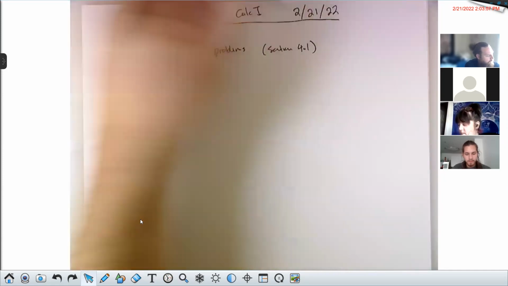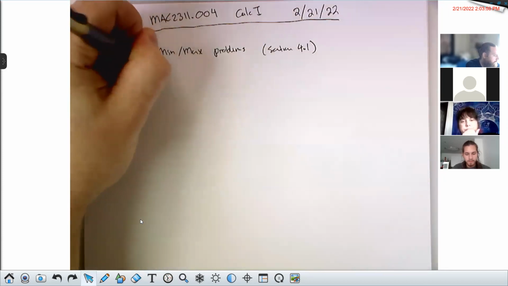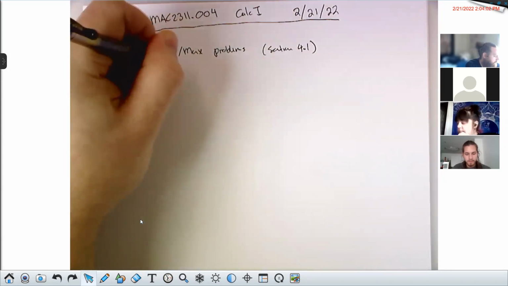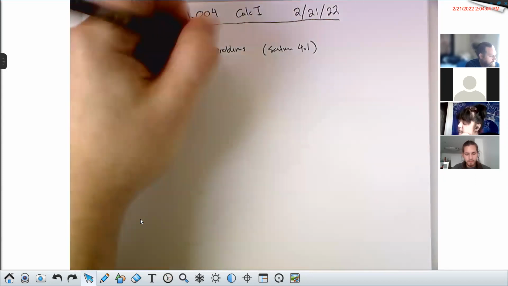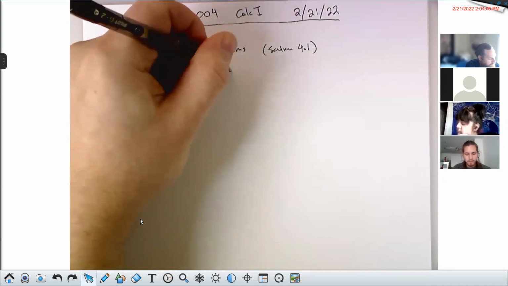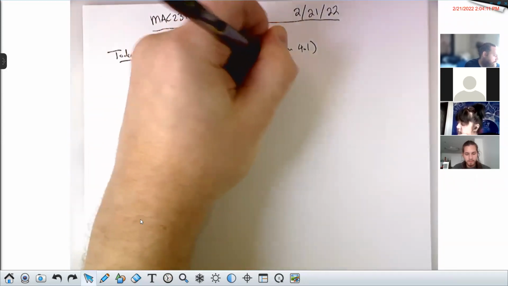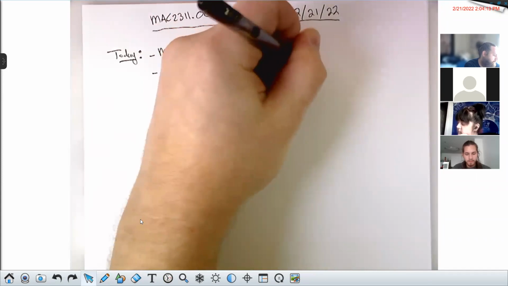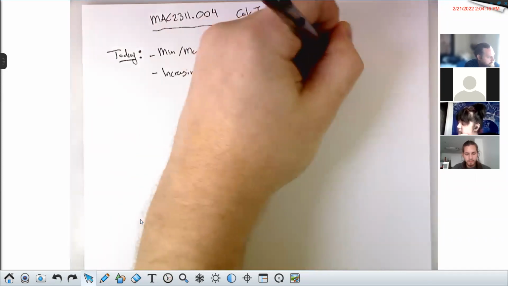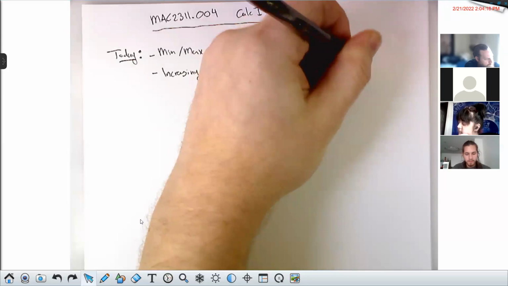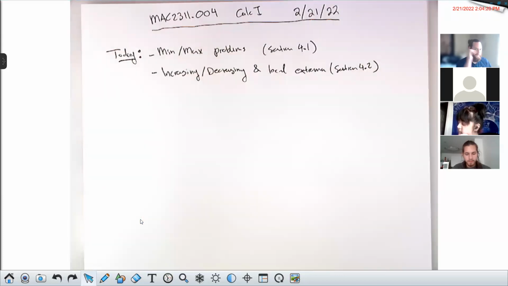And then we're going to talk a little bit about increasing, decreasing, and the connections to local extrema, which is something from section 4.2. There is other stuff in section 4.2 that we probably will not get to today, but this is my plan at least. And then if we're moving at a good speed and everybody feels comfortable, then I'll continue a little deeper into 4.2.